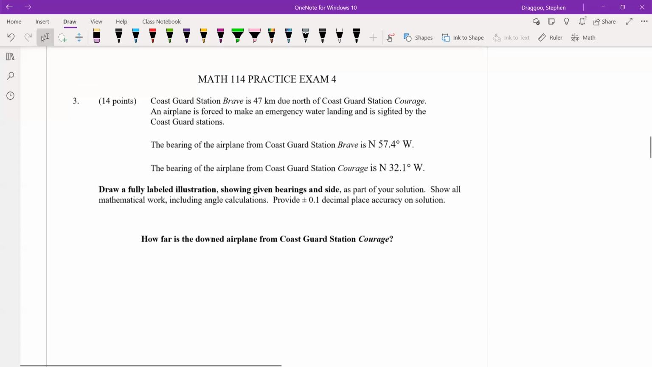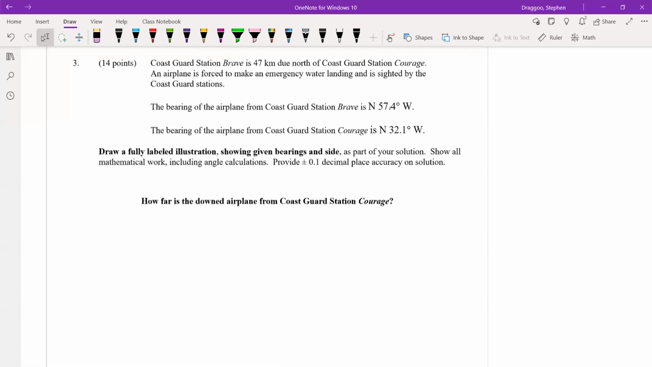Okay, let's look at a word problem. Coast Guard Station Brave is 47 kilometers due north of Coast Guard Station Courage, and an airplane is forced to make an emergency water landing sighted by the two Coast Guard stations. Bearing of the airplane from Brave is 57.4 degrees west of north. And the airplane from Courage is 32.1 degrees west of north. How far is the downed airplane from Coast Guard Station Courage? If you read through that given information, you'll notice that each of the three things conveniently are labeled with letters A, B, and C.